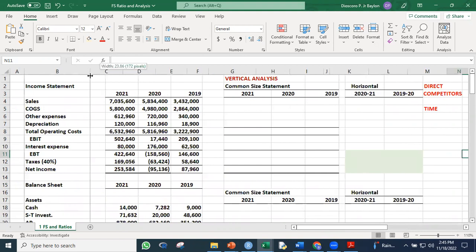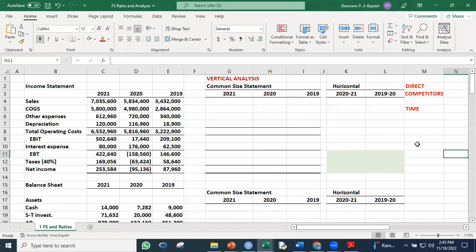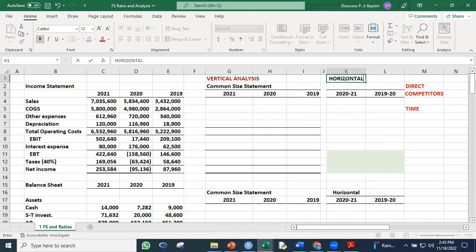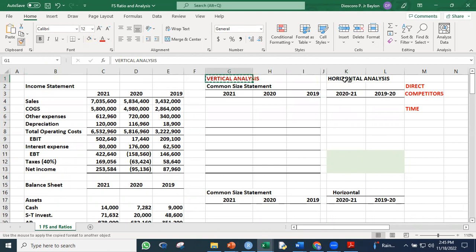Today we're going to continue our discussion on financial statements analysis. But first we're going to learn how to set up a vertical analysis and horizontal analysis. Okay. So what's vertical analysis and what's horizontal analysis?